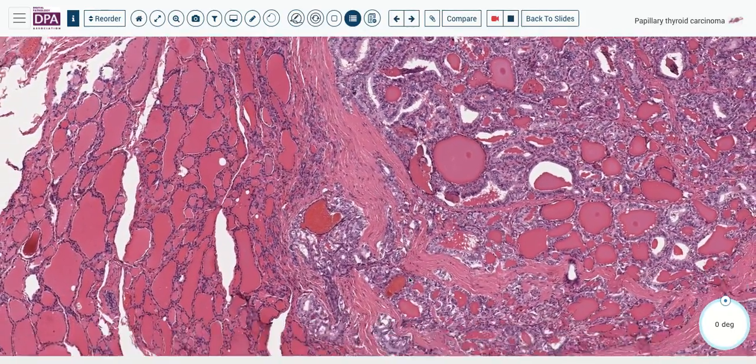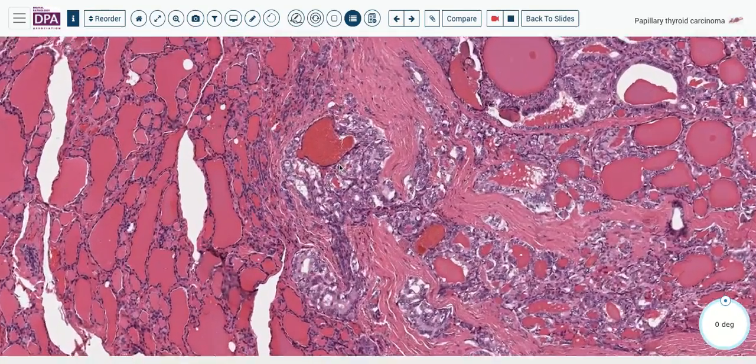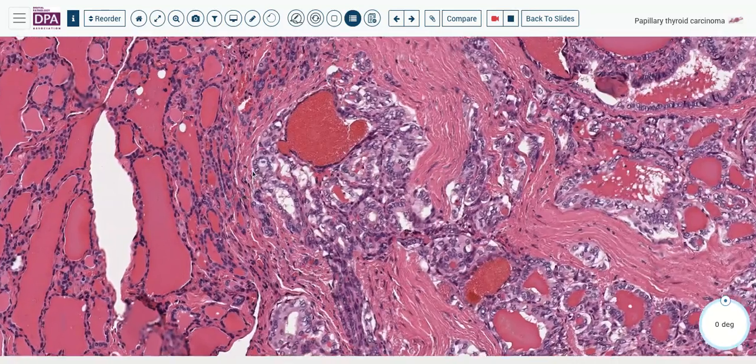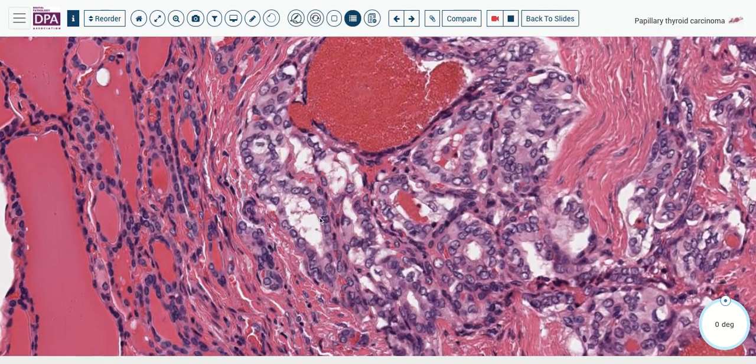Just comparing those two. And again, here we see invasion or infiltration into the surrounding thyroid tissue. So here's a normal follicle, a follicular structure that is now surrounded and engulfed by papillary carcinoma, which is moving towards the other tissues that are available here.